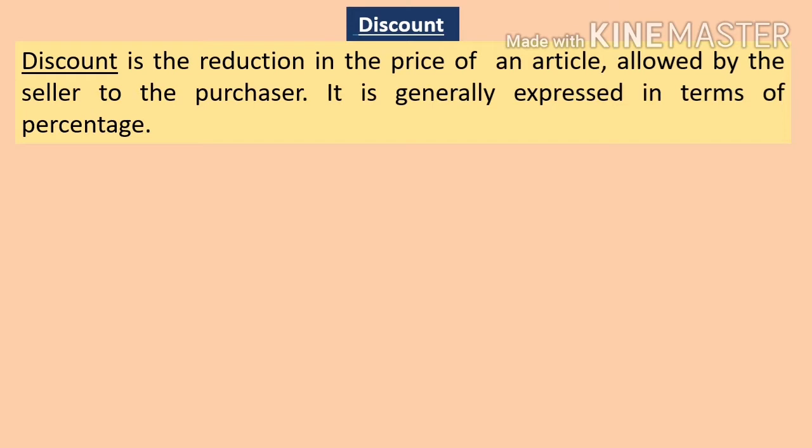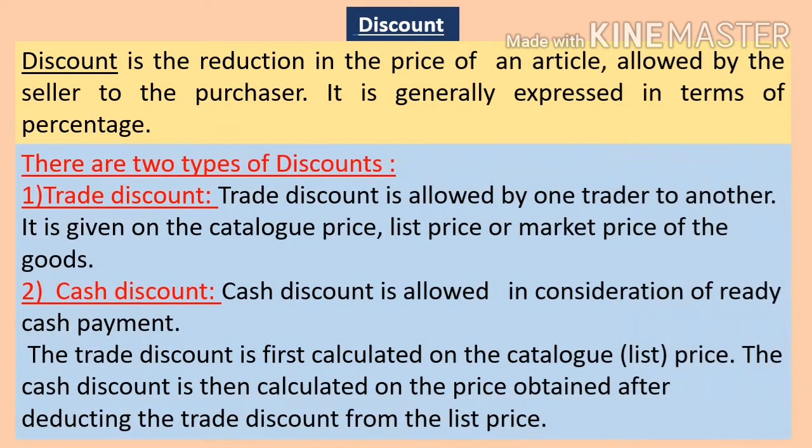Now there are two types of discounts. First one is trade discount and the second one is cash discount. The trade discount is allowed by one trader to another, and it is calculated on the list price or catalog price of the goods. The second type is cash discount. It is allowed in consideration of the ready cash payment. That means if you are paying the cost of the goods immediately in cash, then you get the extra discount. That is called the cash discount.